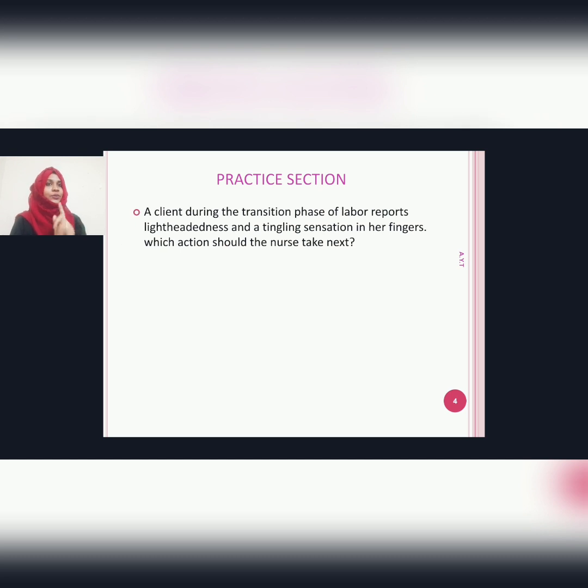Practice section. Here goes one question. Read the question. Take a paper with you, then read the question. A client during the transition phase of labor reports lightheadedness and a tingling sensation in her fingers. Which action should the nurse take next? This is the question, so you can read it as you learned before. Whether you get the topic. So I will go to the options. First, ask the client to breathe into the paper bag. Remain with the client. Obtain an ABG. Start an IV. These are the options.